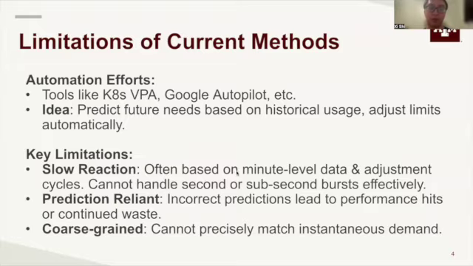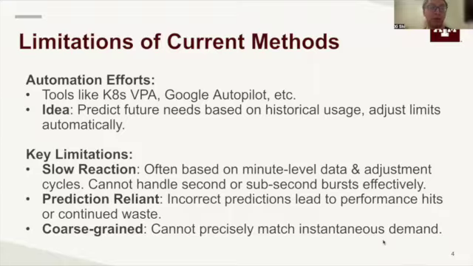They react slowly. They work on a minute-level scale. They cannot handle fast bursts well. They rely on prediction. Prediction can be wrong. Bad guesses hurt performance or waste resources. Their approach is coarse-grained. They cannot match instant needs precisely.